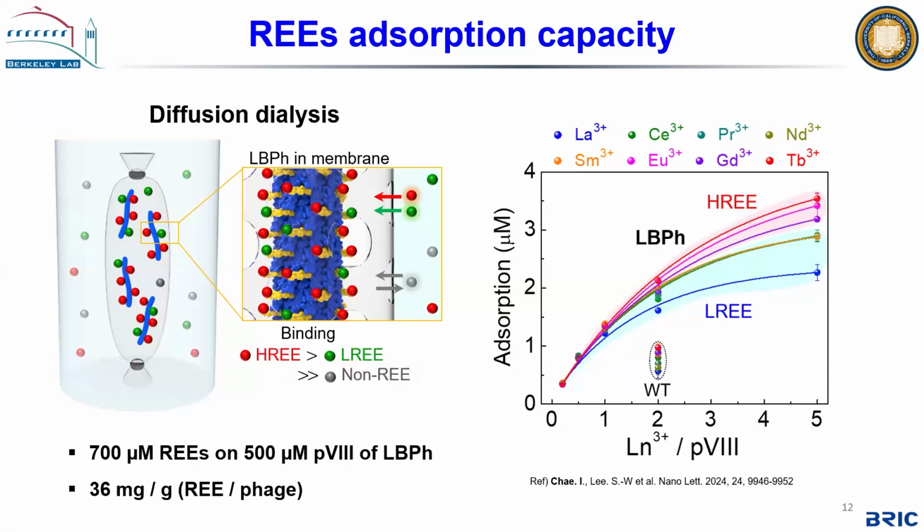Also, like I said, our virus has the advantage of high binding capacity. It has around 3,000 proteins on the surface. So we could see around 3,600 lanthanide ions could bind to the virus. So it has such a high capability of binding a large amount of the REs from the mixture.